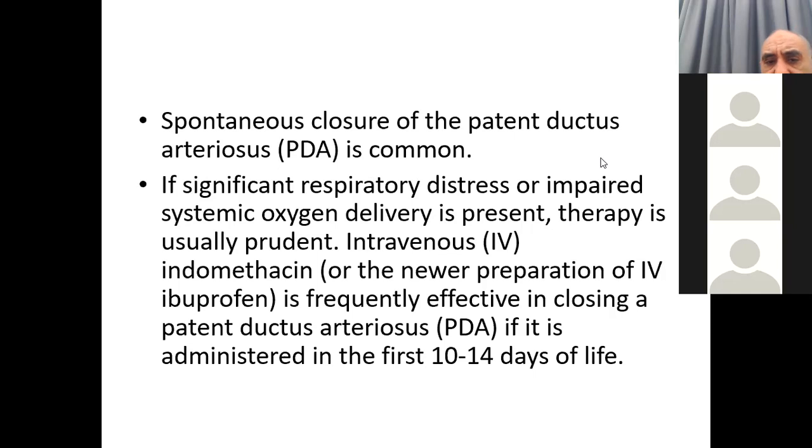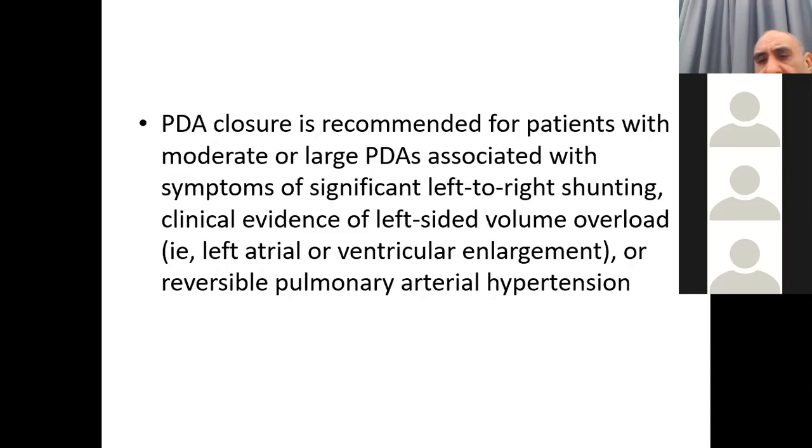And sometimes if there is significant respiratory distress, treatment by intravenous indomethacin is frequently effective in closing a patent ductus arteriosus if it is administered in the first 2 weeks of life. PDA closure by coil is recommended for patients with moderate to large PDA with symptoms of significant left to right shunt.